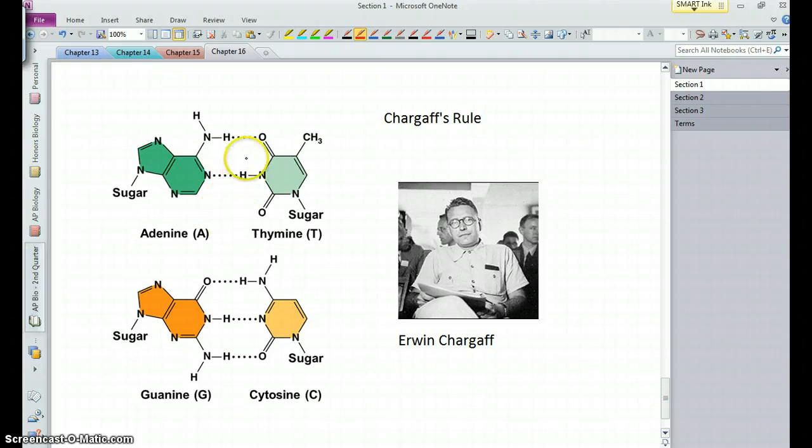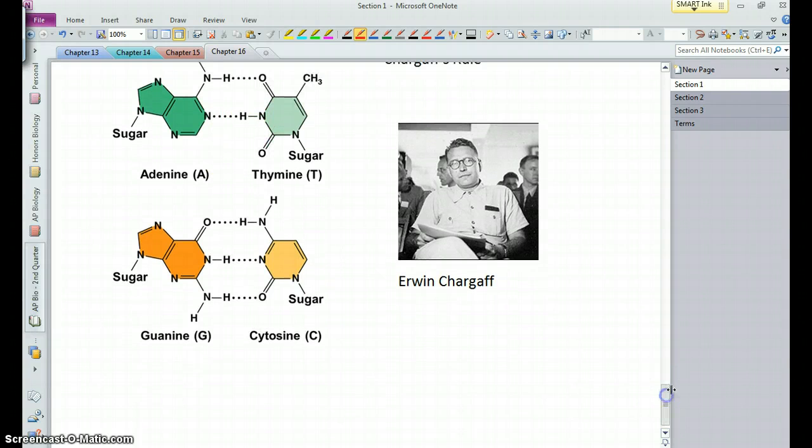And the reason the A and T get together is because they like to form 2 bonds, whereas the cytosine and guanine like to form 3 bonds. So you won't get the thymine with the guanine or the cytosine with the adenine.